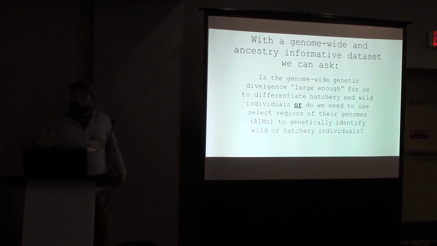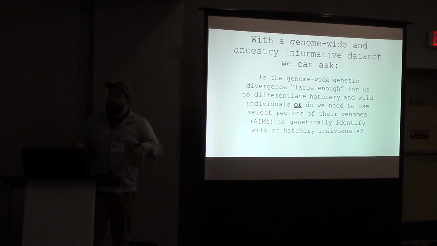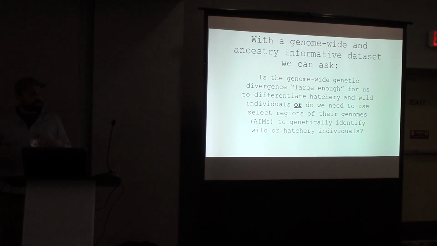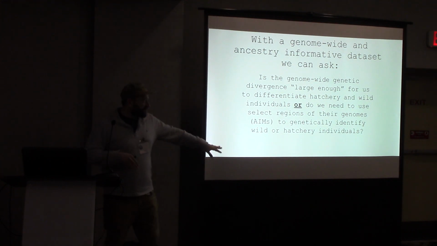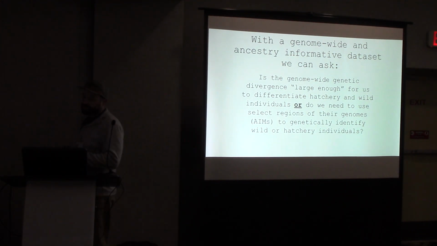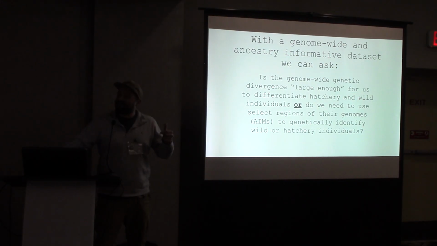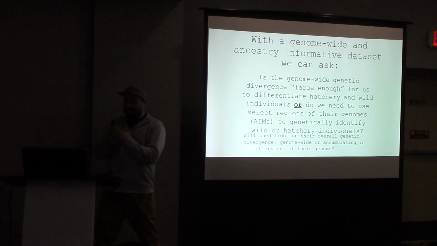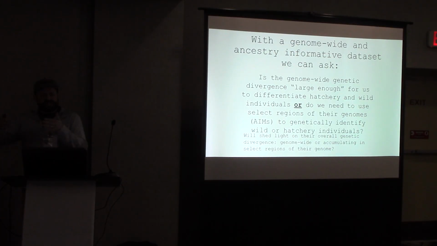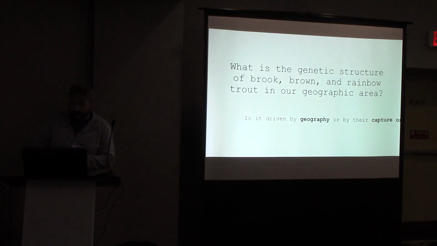So, ultimately, I wanted to take this approach because I thought it would be useful and interesting to understand whether or not the genome-wide genetic differences are large enough or big enough for us to differentiate hatchery and wild individuals, or do we need to use select regions of their genome to really piece apart or genetically identify a wild versus a hatchery individual? Okay. I was about to ask if that makes sense, like I'm teaching. So hopefully that makes sense. Okay. So, and this will shed light on their overall genetic divergence, right? Is it genome-wide, or is it accumulating in distinct locations in their genome? All right.